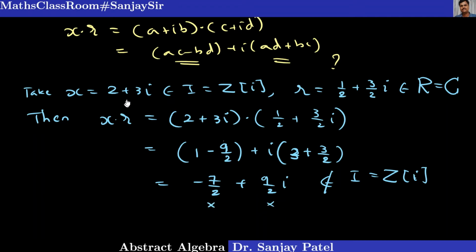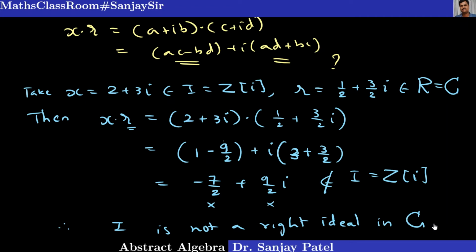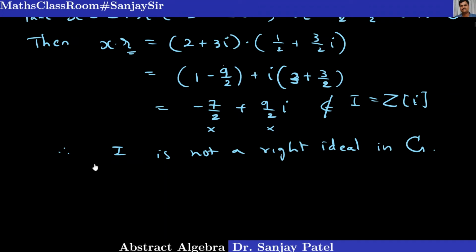So even though x and r belong to I and C respectively, this x into r does not belong to I. So therefore I can say that I is not a right ideal, because remember this r is multiplied on the right hand side, is not a right ideal in C. Okay, so the set Z[i] is not an ideal in C. So thus I is not an ideal of C.